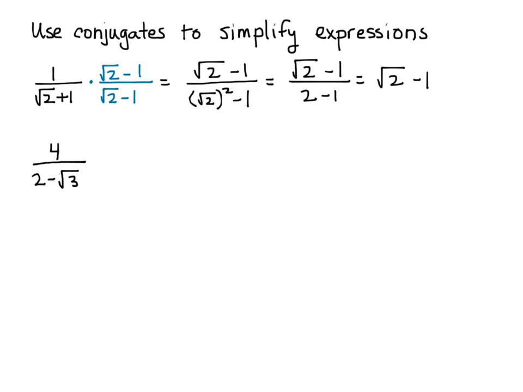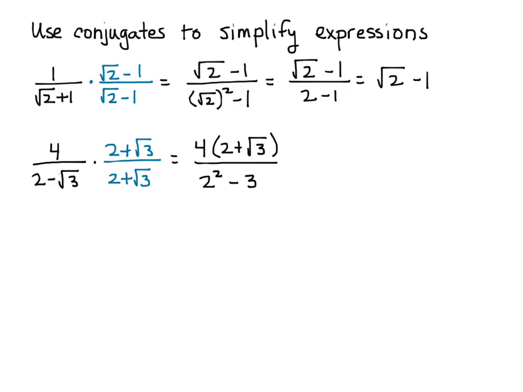Okay, so with this one, we're going to choose the conjugate of 2 minus the square root of 3, which is 2 plus the square root of 3. And we simplify it further. We get 2 squared minus 3 is 1, and so we don't have to write the 1. We can write it like that. So if you factor out this 4 we had here, what you have inside is 2 plus the square root of 3.